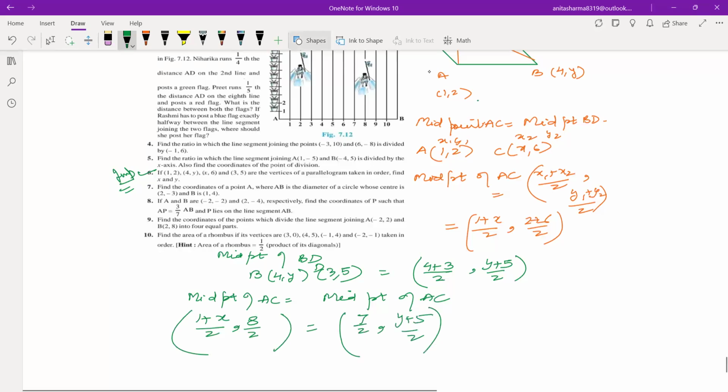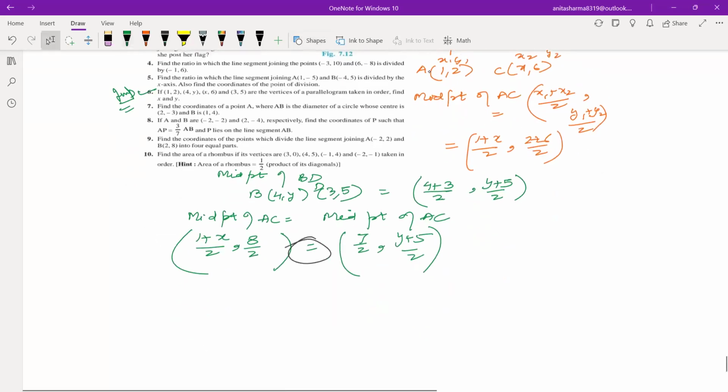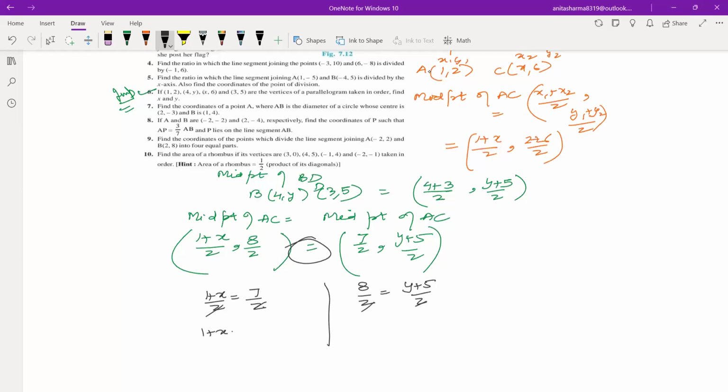Now children, between these two coordinates, we are having an equal to sign. Fine. So we will equate it. So 1 plus x divided by 2 will be equal to 7 by 2, and 8 by 2 will be equal to y plus 5 by 2. So 2 cancels in both cases. Then 1 plus x is equal to 7 and the value of x will be 6. And in the same way, 8 is equal to y plus 5. Then the value of y will be 8 minus 5, which is 3.